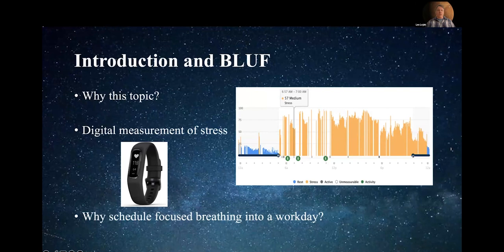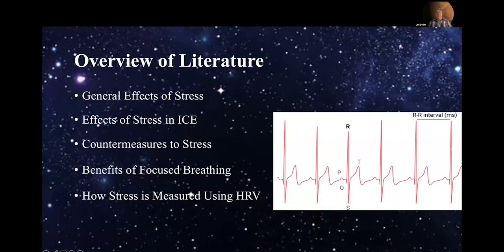Over the literature, general effects of stress: stress causes cognitive impairment and emotional control problems. Higher cortisol levels can lead to problems with health, weight gain, a higher risk for disease, and of course, a higher risk for mental health related issues as well. Effects of stress in an isolated, confined, or extreme environment are similar. And there's a 540-day analog in Russia where only 2 out of all the participants did not have a really huge gain in their stress over the course of that time.